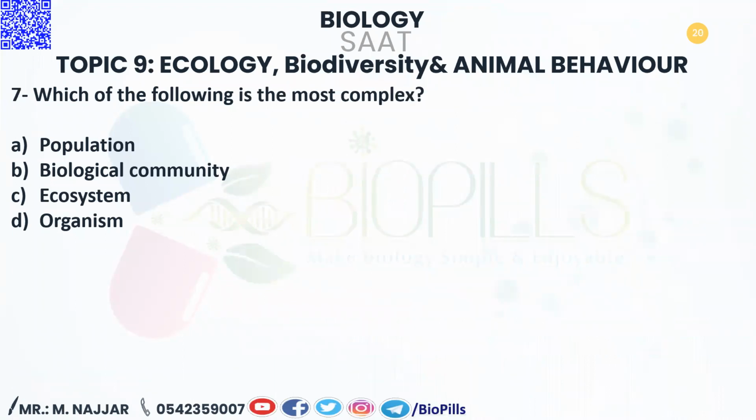Question number 7, which of the following is the most complex? So he needs the most complex, the higher level of organization. A, population. B, biological community. C, ecosystem. D, organism. So arrange them from the smallest to the largest, and then you're going to find it. It is the ecosystem, which is C.